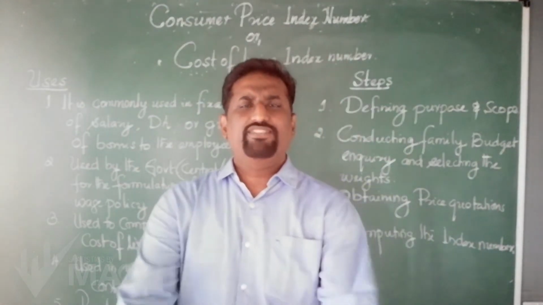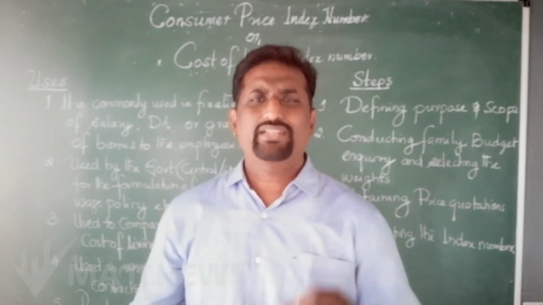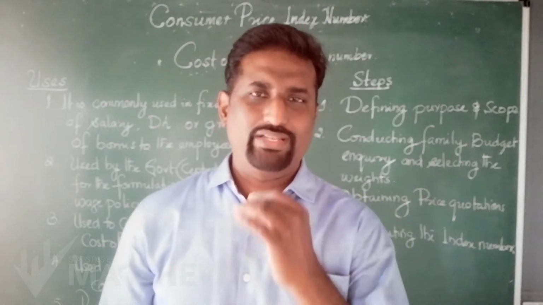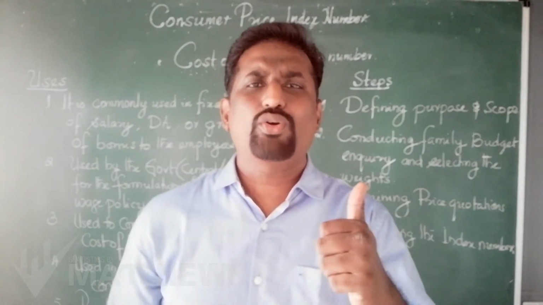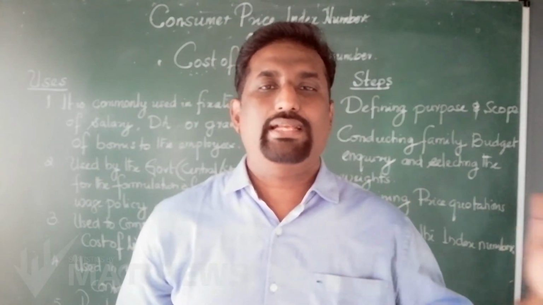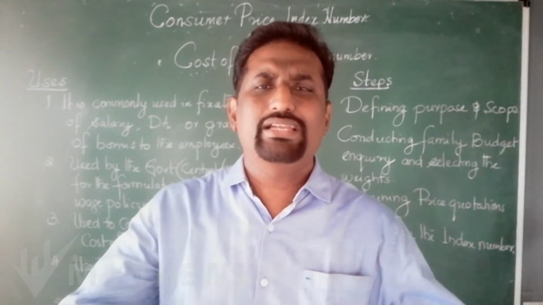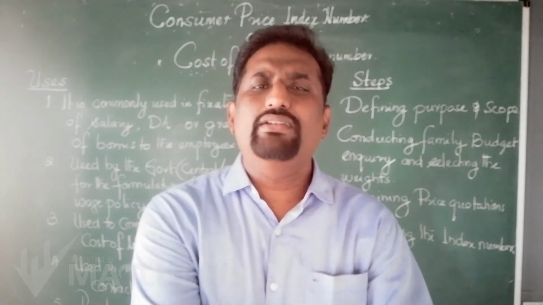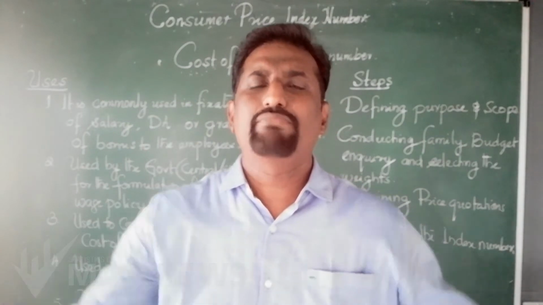Moving further, students, in index numbers I have told you there are 3 types: price index numbers, quantity index numbers, and value index numbers. In price index numbers, again there are 2 varieties. One is called the wholesale price index number, WPI, which speaks about all the articles that are sold in the wholesale markets. We will be considering the prices of all the commodities or items which are sold in the wholesale market.